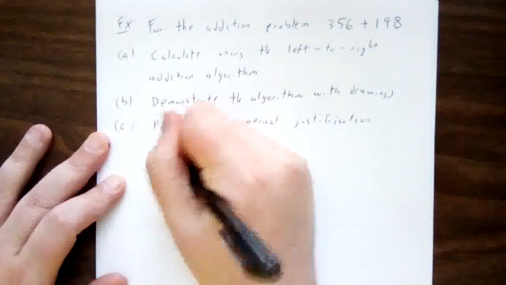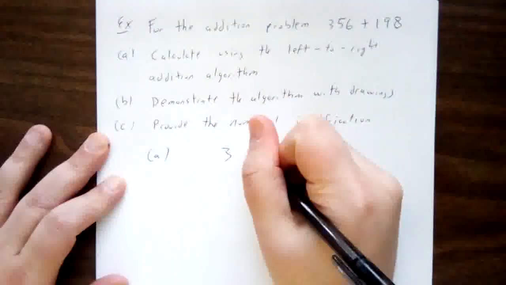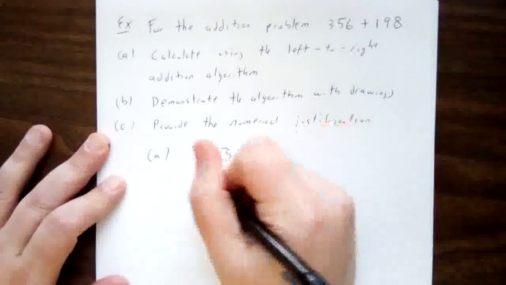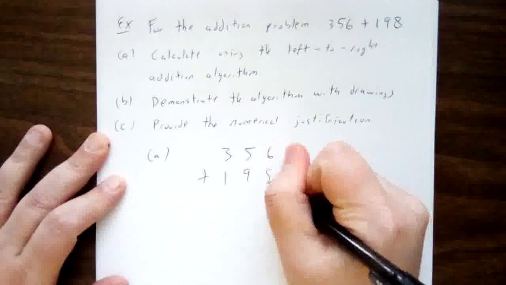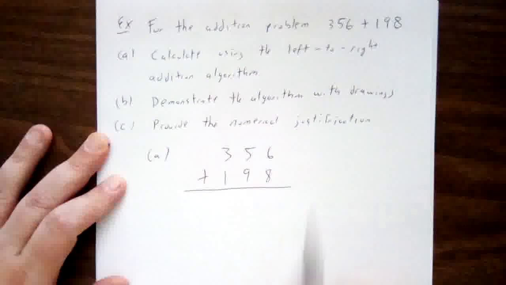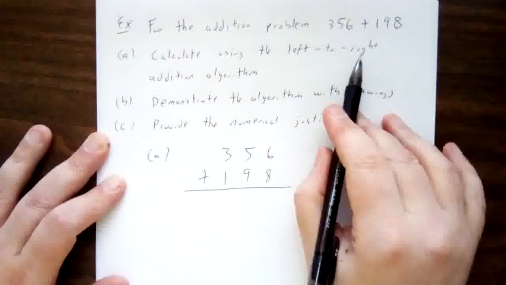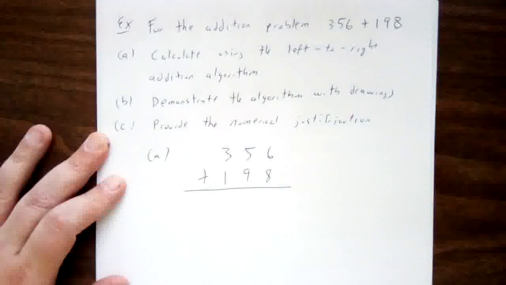So to begin with, carrying out our left to right addition algorithm, we start just as you would with the standard algorithm by stacking your numbers on top of each other according to place value. Ones on top of ones, tens on top of tens, and so on. And just like the name implies, we're going to start working our way from left to right, from the hundreds place down to the ones place.